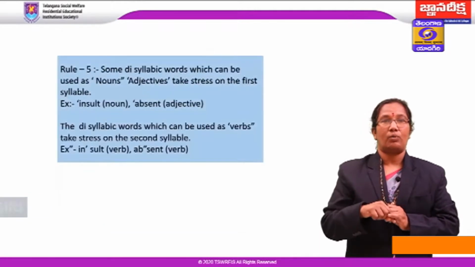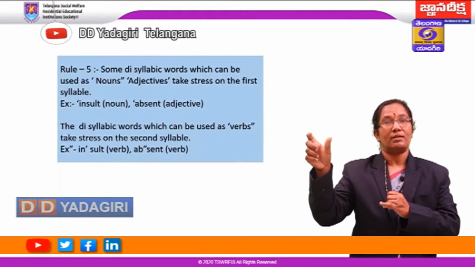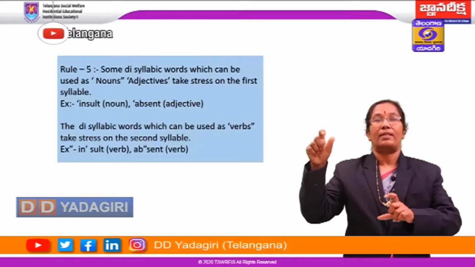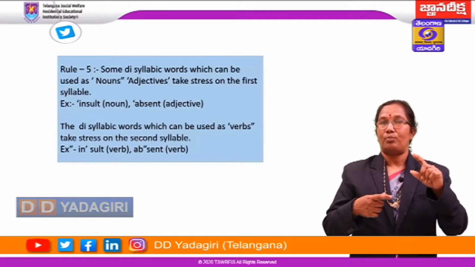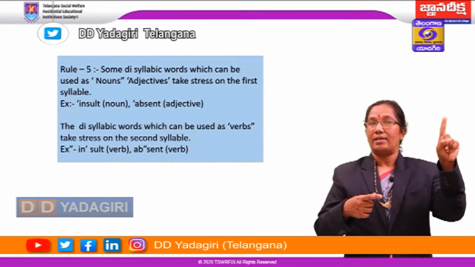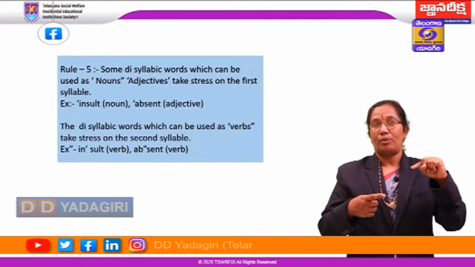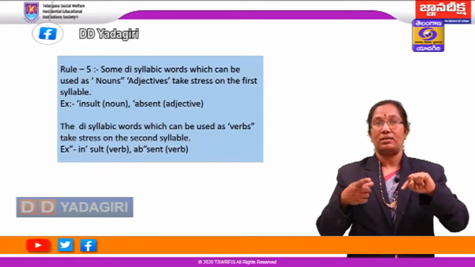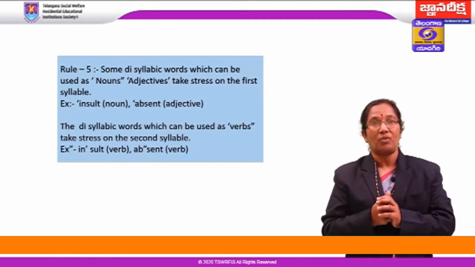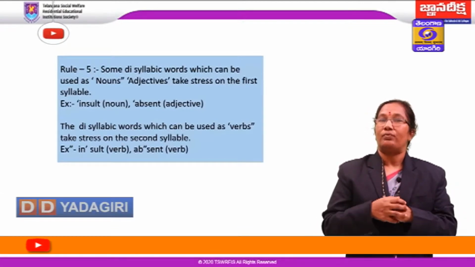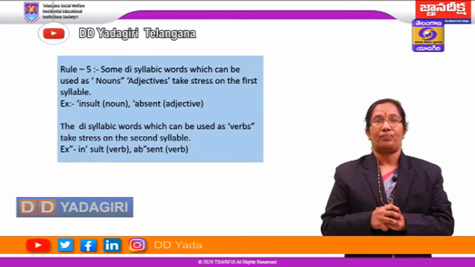And for the same disyllabic words, when the category is verb, meaning the word acts as a verb, they take stress on the second syllable. Insult: when I put stress on the first syllable, it is a noun, but when I put the stress on the second syllable, insult, it is a verb. You can have these changes in some words, and you can observe them in the textbook and practice thoroughly.